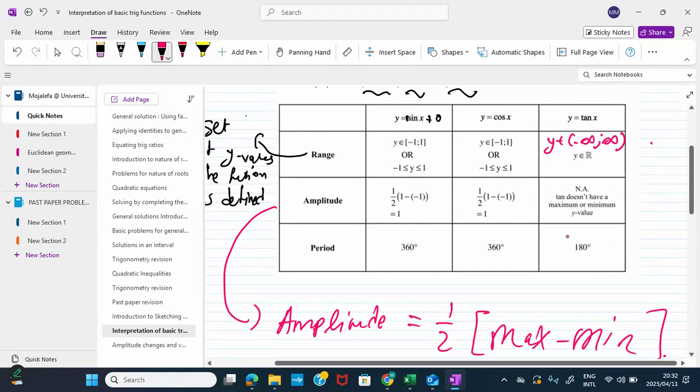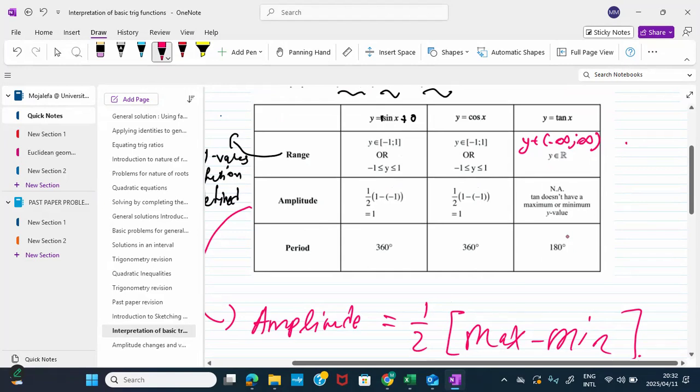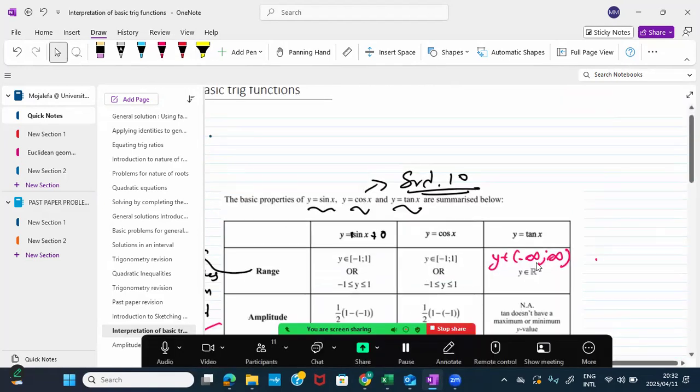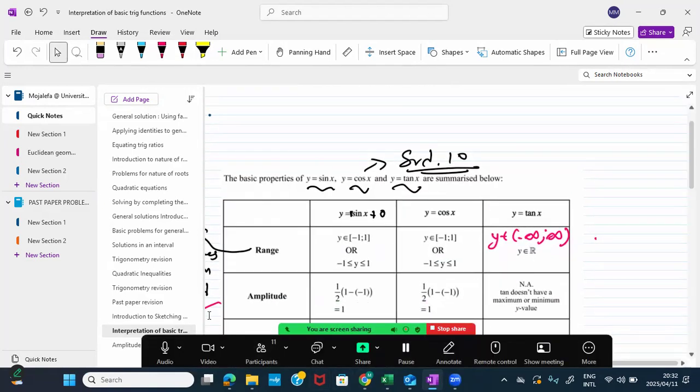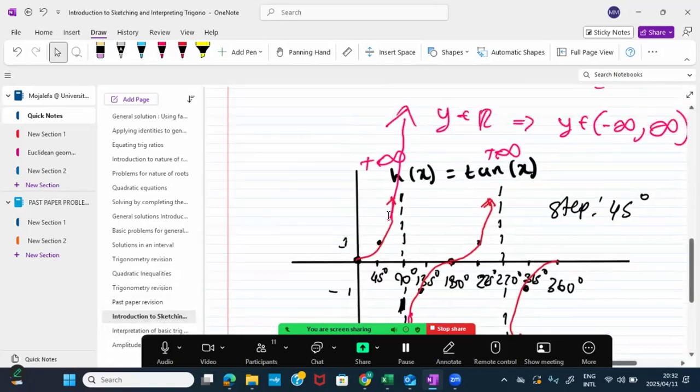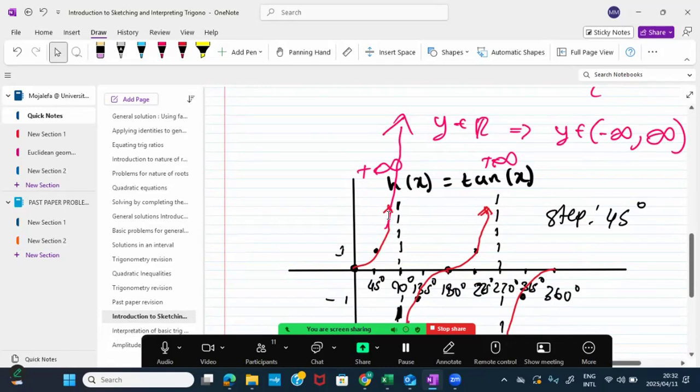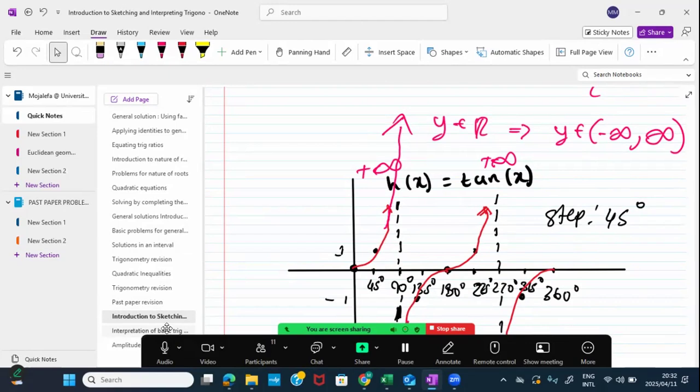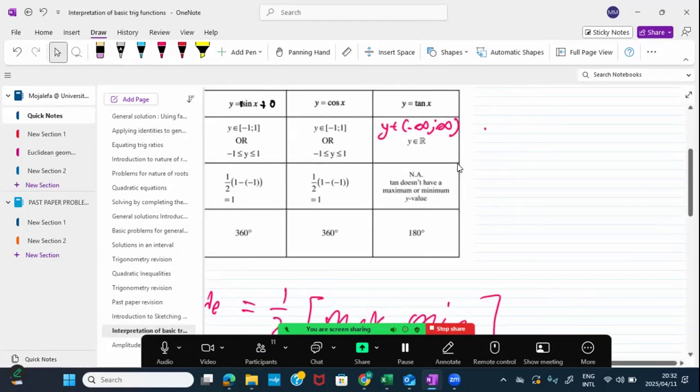Then I go to the graph of tan x. Can the graph of tan x have a minimum? Let's look at the graph of tan x. Does it have a specific maximum or a specific minimum? No, sir. So can it ever have an amplitude? No, sir.